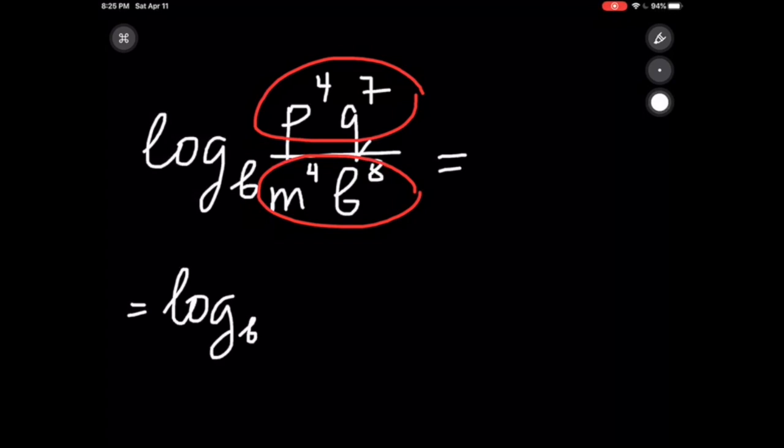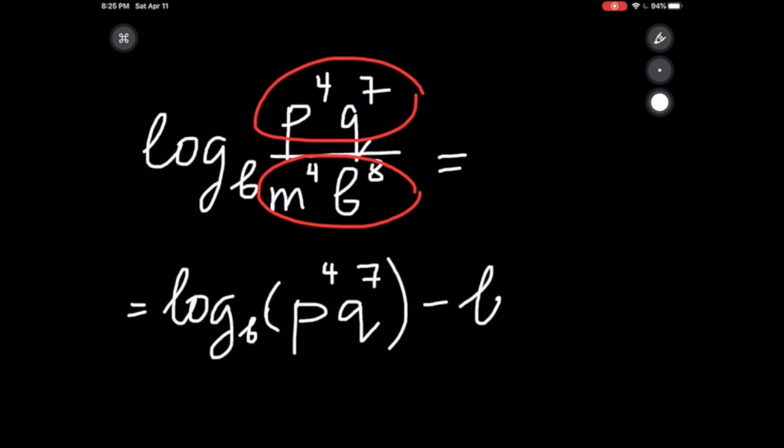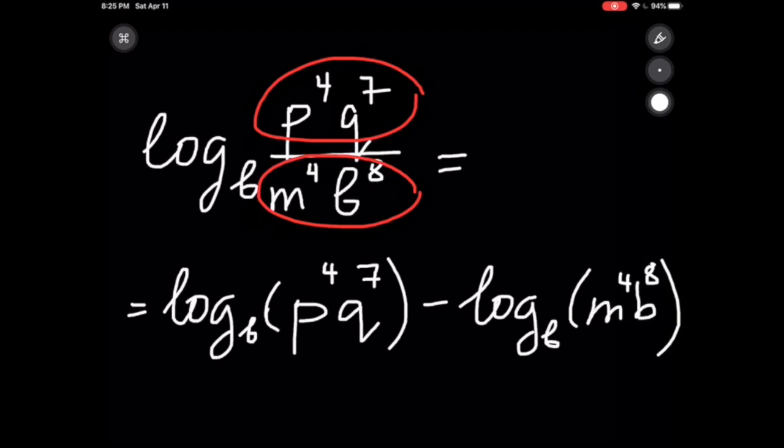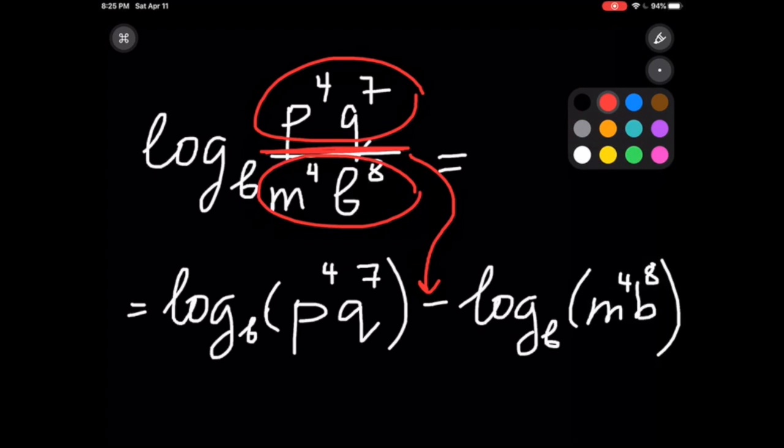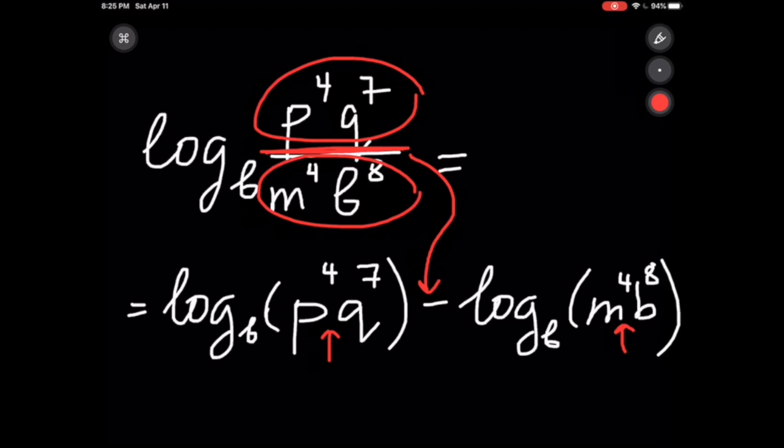So here we get log base b of p to the power of 4 q to the power of 7 minus log base b of m to the power of 4 b to the power of 8. Remember, the minus sign in front of the second log is based on the fact that you have a quotient inside of the original logarithm. Each of the new logs has a product inside of it, here and here.